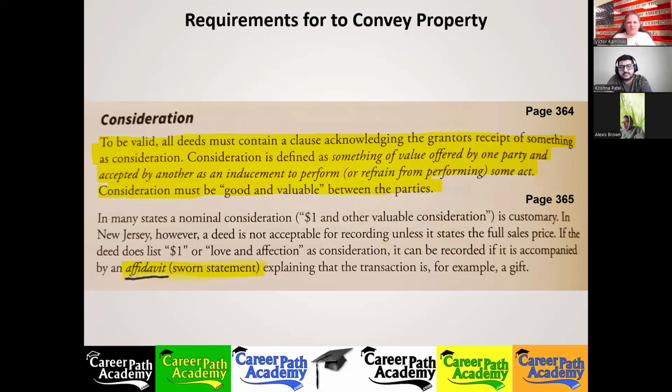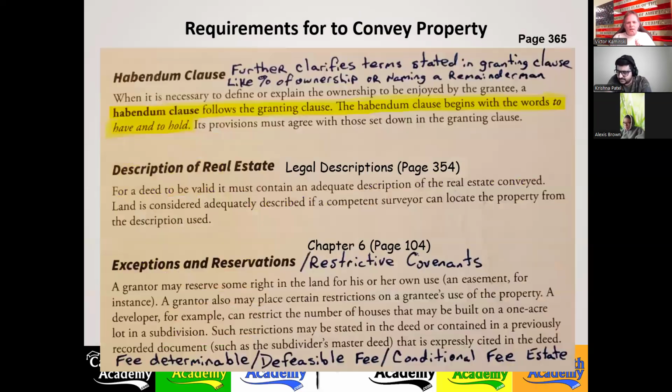All right. Everybody got it? All right. So then we have the habendum clause. Let's highlight that and put that note in there. It further clarifies terms stated in the granting clause, like percentage of ownership or naming a remainder man.